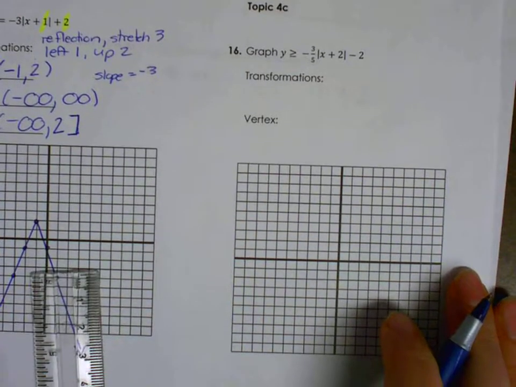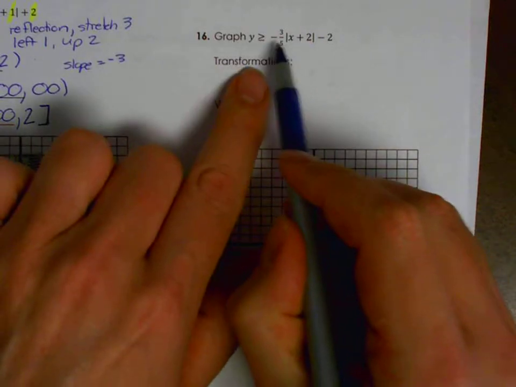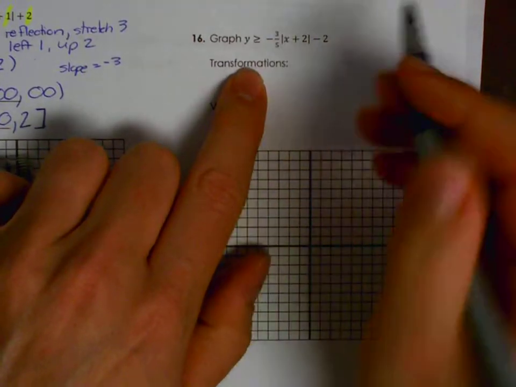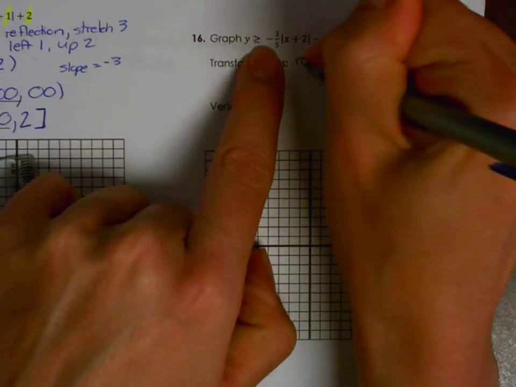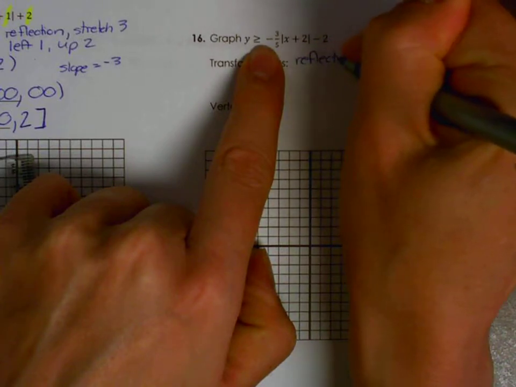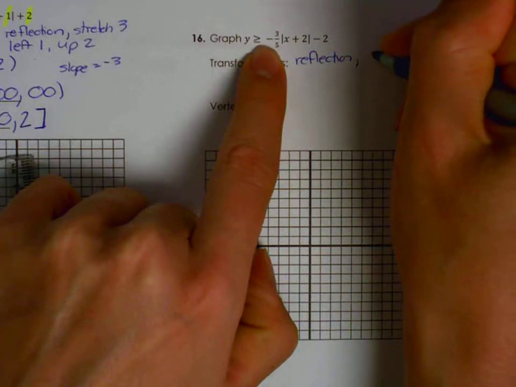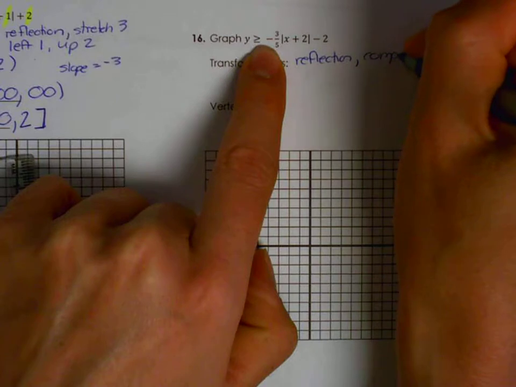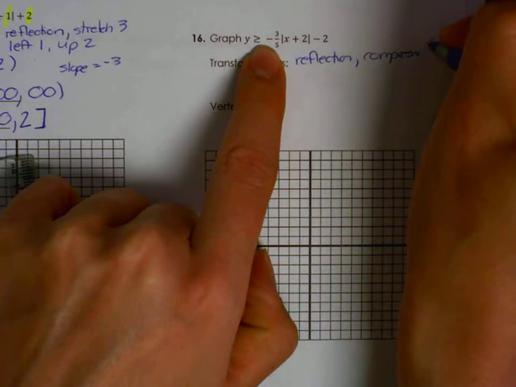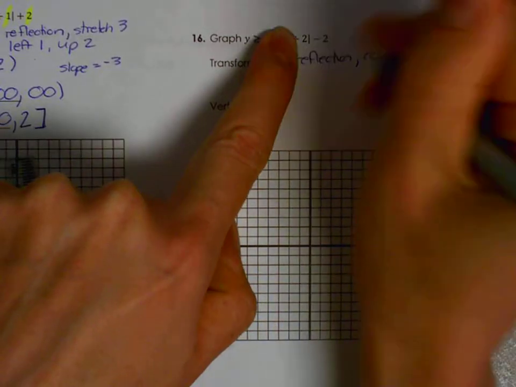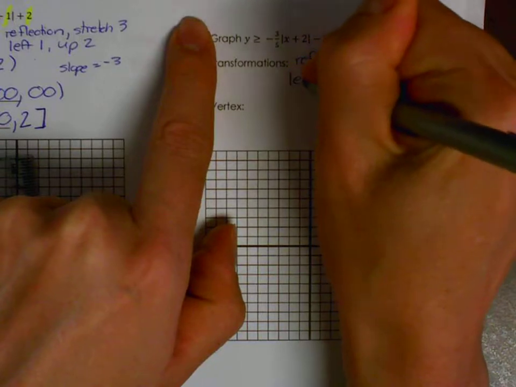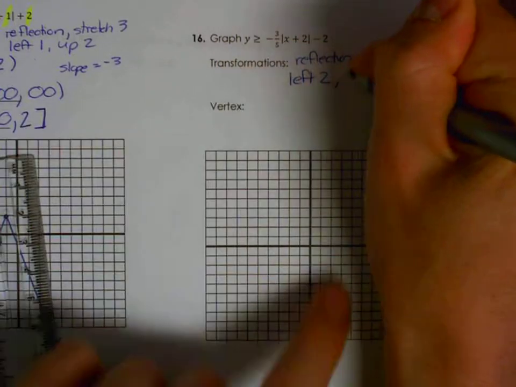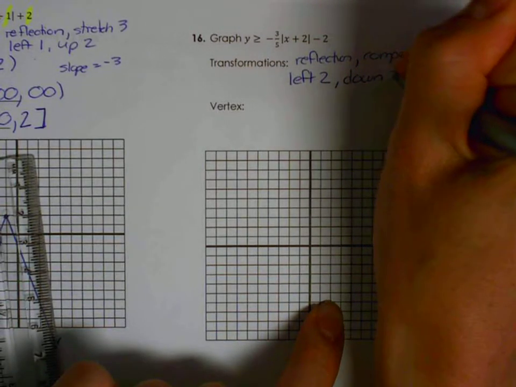Okay, next one, inequality, but that doesn't change my transformations. That negative still means I have a reflection. The 3/5 means I compress. That is less than 1, I'm compressing. That 2 means I'm moving to the left 2, and that means I'm going down 2.